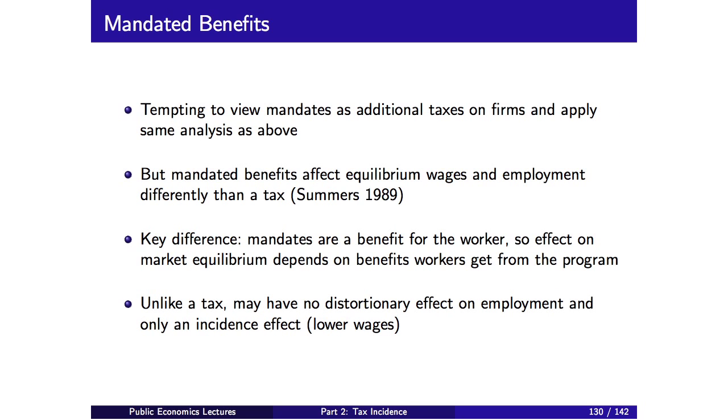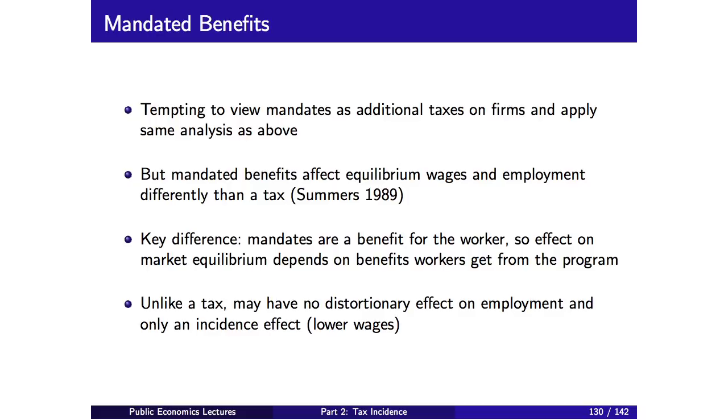So it's tempting to view mandates as additional taxes on firms and just apply the same analysis as above. So suppose providing workers' comp insurance costs 2% of a worker's earnings on average. Think of that as a 2% tax, right, that Harvard has to pay every time it hires somebody, and maybe that's it. But that's not right, and that's another paper by Larry Summers, which has been very influential.